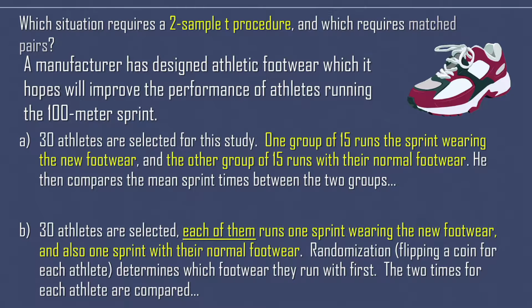Question B. 30 students are selected. Each of them runs one sprint wearing the new footwear and also one sprint wearing the old footwear, their normal footwear. Randomization, flipping a coin for each athlete, determines which one they do first. The two times for each athlete are compared. So what does A represent? Is A two sample or is it matched pair? Two sample, good. Two separate populations. One population wearing the new footwear. The other group did not wear the new footwear, so it's a different population. So this is a two sample t-test.